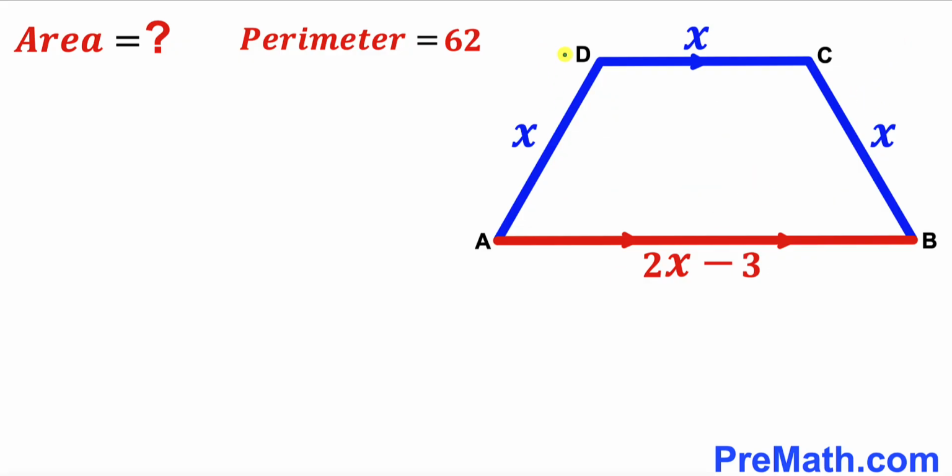This trapezoid ABCD has side AD equal in length to side CD and side BC, and all of these side lengths are represented by x. Moreover, the base AB length is represented by 2x minus 3, and the base AB is parallel to the base CD. Furthermore, the perimeter of this trapezoid is given as 62 units, and our task is to calculate the area of this trapezoid ABCD.